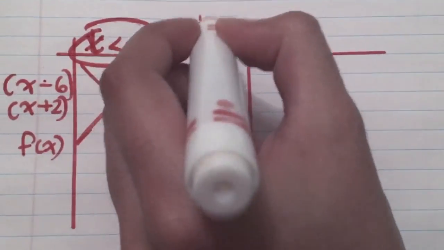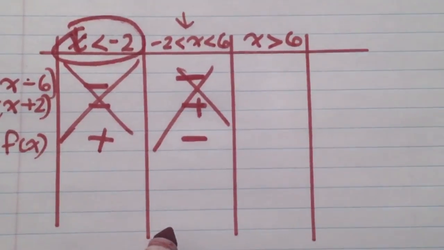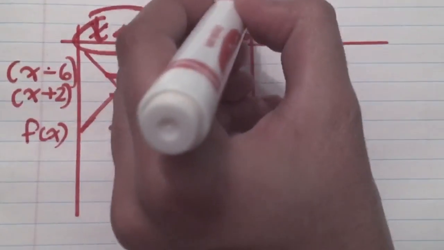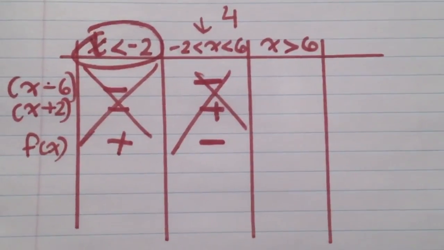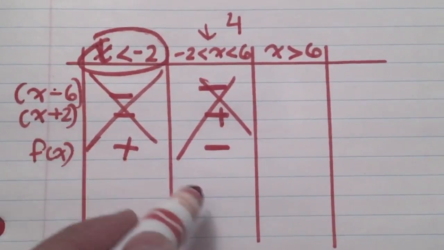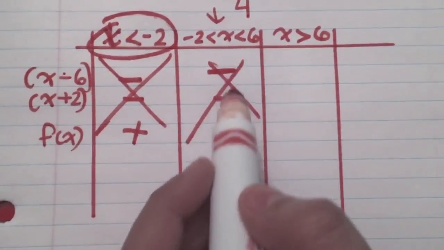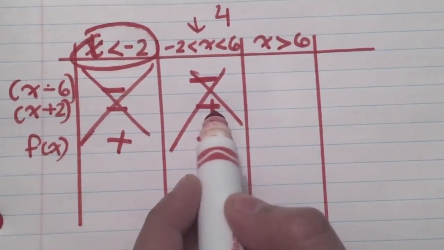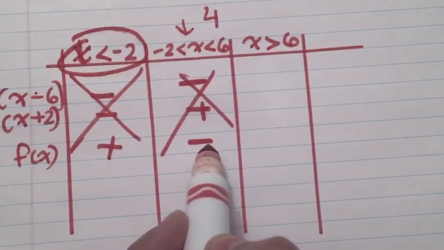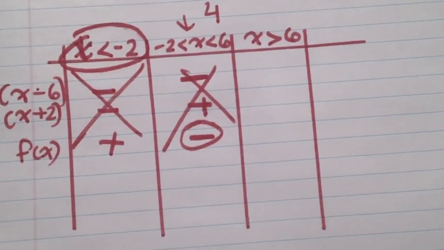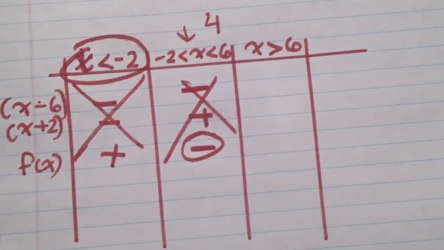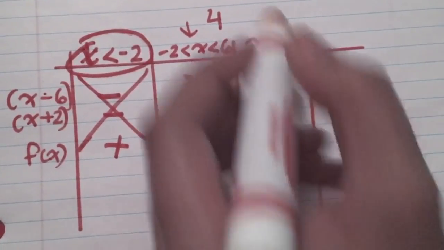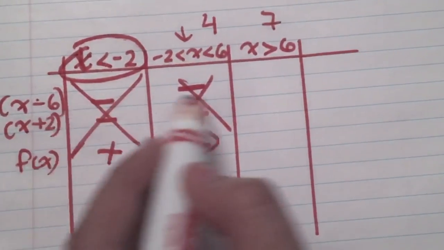A value for time that would be between -2 and 6. So for example, let's choose 4. You plug the x values here and see if the answer would come out negative or positive. So when you have 4 minus 6, it's going to be a negative. When you have 4 plus 2, it's going to be a positive. And so that means f of x in total is going to be a negative, because a negative and a positive make a negative. Now, if we look at x being greater than 6, for example, 7, when you plug in all these values, you're going to realize it's going to be a positive.